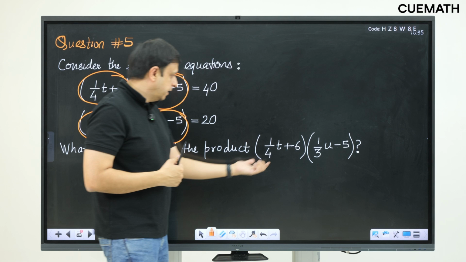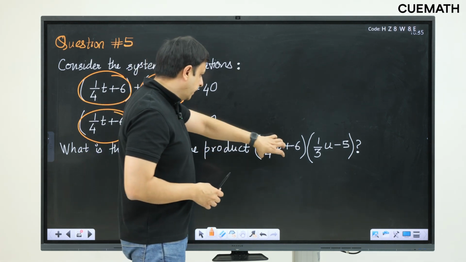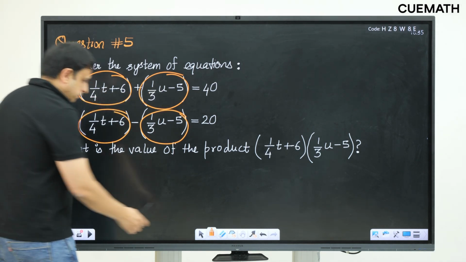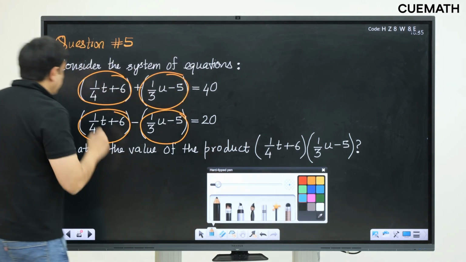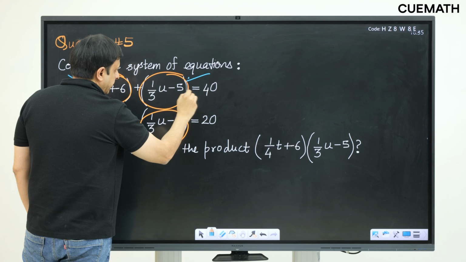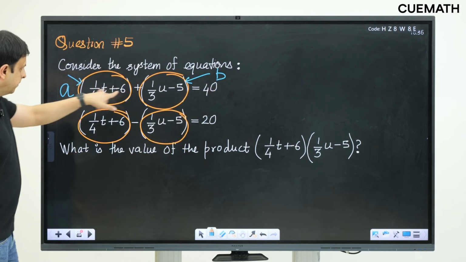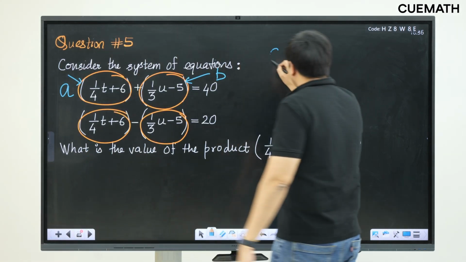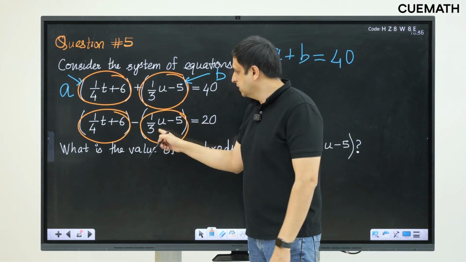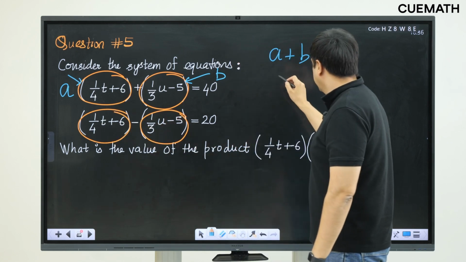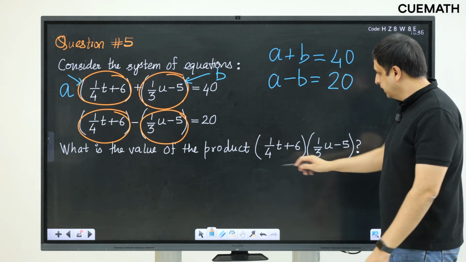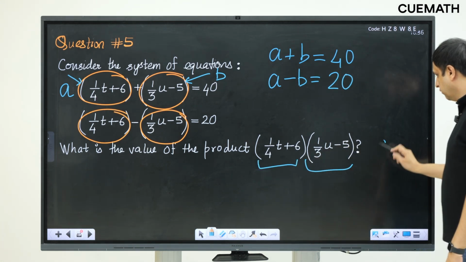And what you have to find as well is not t and u separately, you have to find this specific product here, which is simply the product of this term and this term. So, if I, let's say, substitute this term as, let's call it a, and I substitute this term here, let's call it b. So, I get a plus b is equal to 40. So, a plus b is equal to 40, and a minus b, remember this is a as well, this is b, a minus b is equal to 20. And what I really have to find is a times b. So, I have to find the value of ab.